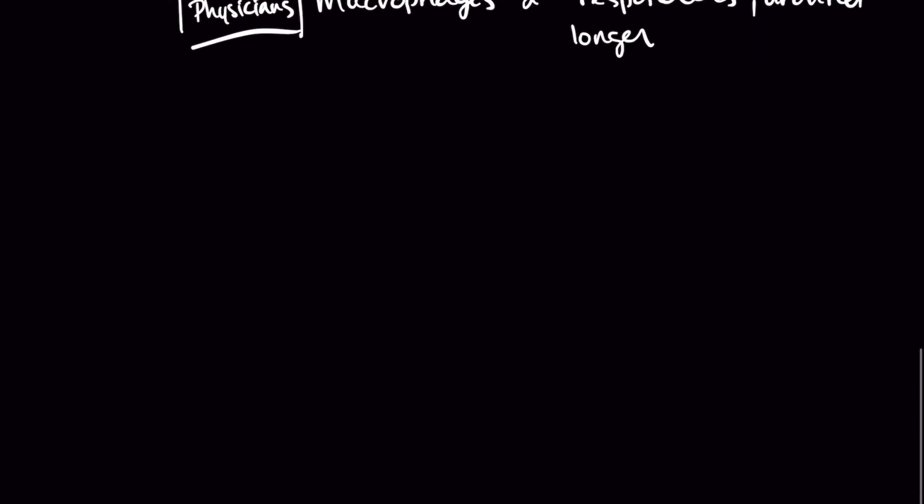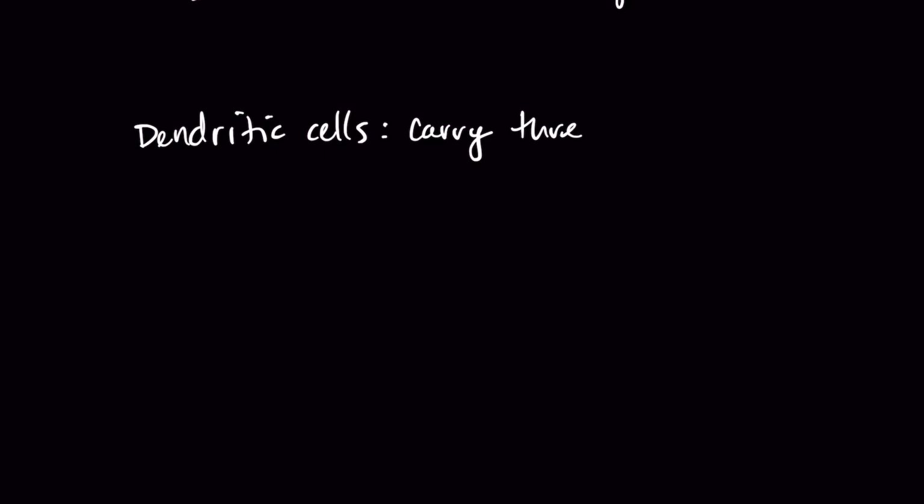Next thing to talk about is our dendritic cells. So our dendritic cells, they carry the threat information. Dendritic cells carry the threat information to the lymph nodes. So they carry threat info to lymph nodes.